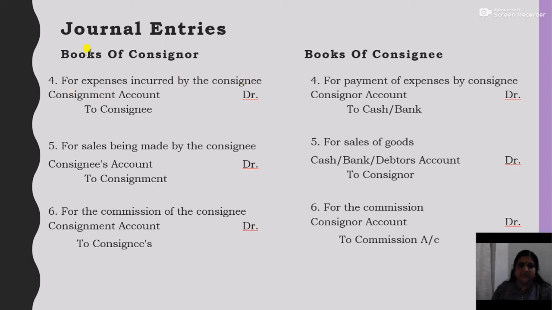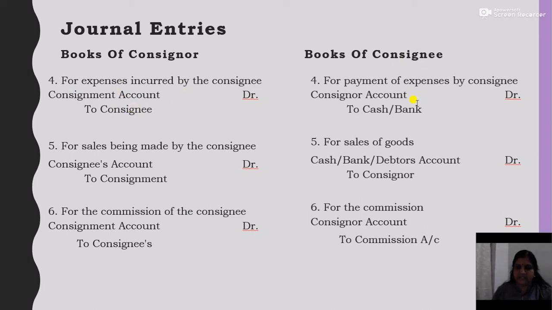Okay, in the books of consignor, the journal is consignment account debtor to consignee. So, for expenses incurred by the consignee, the journal entry in the books of the consignor is consignment account debtor to consignee. That is, until the expense met by the consignee is being reimbursed by the consignor, until that time the consignee is the creditor of consignor. So that is why the consignee's account is being credited. Okay, so consignment account debtor to consignee.